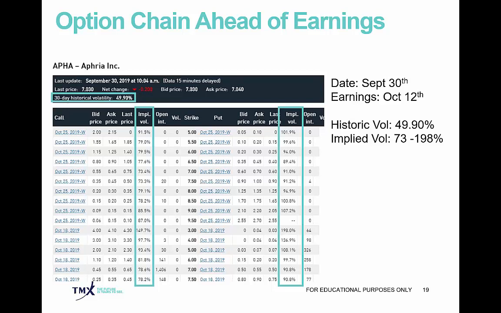And there is an earnings report coming out October 12th. So you can see there's only 12 days, and that's really the important consideration here, not the time of year or what months they are, but there's 12 days until the earnings report. And what you'll see here is that this stock has a historical volatility of 49.9%.